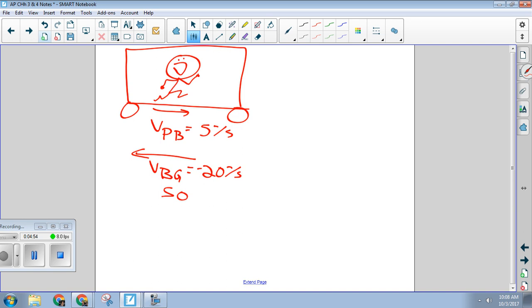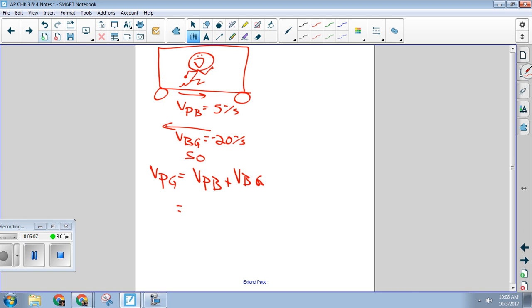So this means that the velocity of the person relative to the ground is the same as the velocity of the person relative to the bus plus the velocity of the bus relative to the ground. They're running to the right at 5 meters a second, but they're in a thing that is moving backwards at 20 meters a second. And so their overall velocity is negative 15 meters a second. That's the velocity of the person relative to the ground.